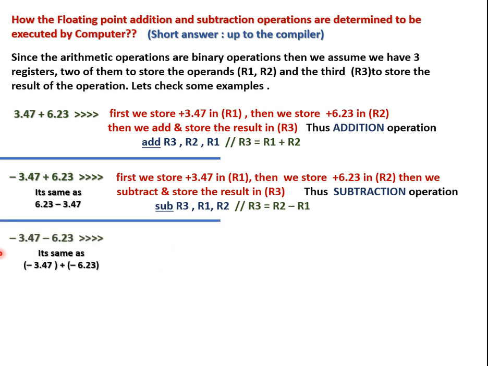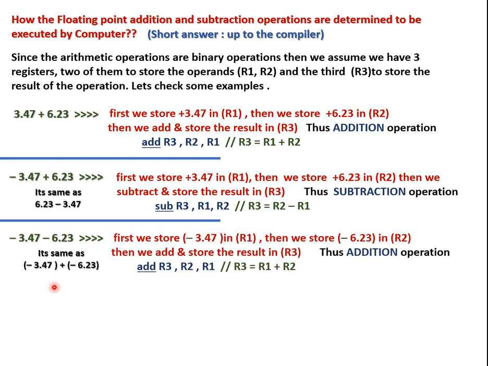In this example, as you can see, we see here minus 3.47 minus 6.3. Okay, is this addition or is this subtraction? In here it's addition. We are adding the negative value of 3.47 with the negative value of 6.3. This is how the compiler will translate it. So in here we're gonna store the negative value of 3.47 in R1, and then we store the negative value of 6.23 in R2. Then we make the addition in here and store the result in R3. So in here we have addition operation.